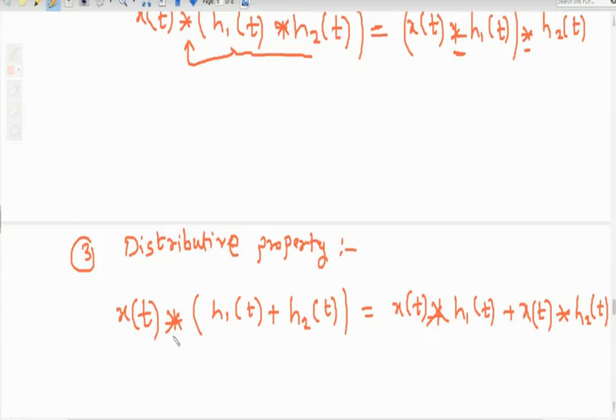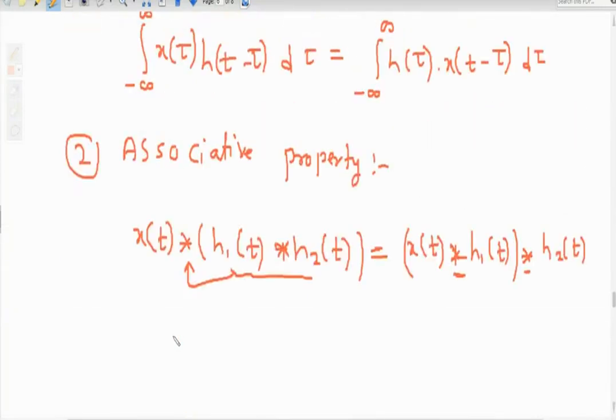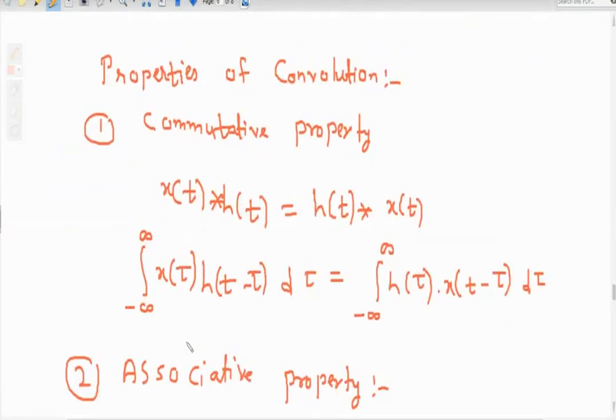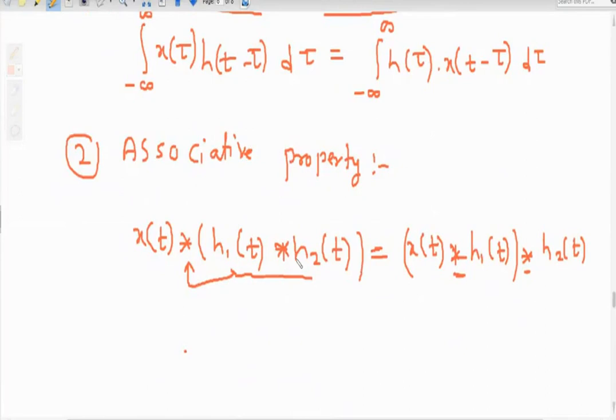Once again, I will quickly repeat. The first property is the commutative property. So x of t convolution h of t can be written as h of t convolution x of t. Accordingly our integration can also be changed. And the second property is the associative property. Now we have two convolutions: x of t convolution h1t convolution h2t.